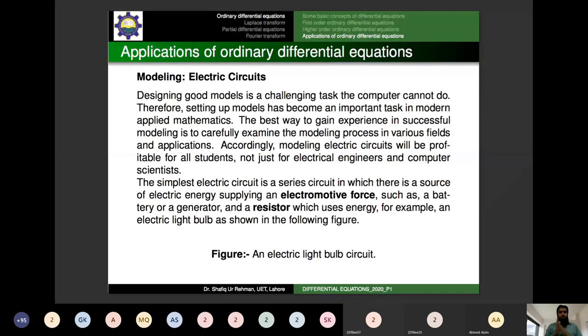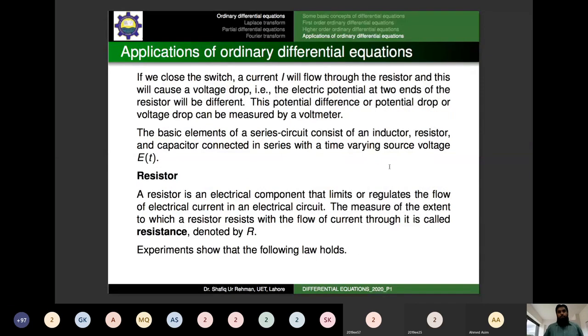When we look into the simplest electric circuit, there will be a resistor, the resistance of a resistor, and the current I will be there. We will have to use a switch, of course, to turn the bulb on and off. And then, of course, the source is there, positive with positive and negative with negative. If you close the switch, a current I will flow through the resistor, and this will cause a voltage drop. That is, the electric potential at the two ends of the resistor will be different. This potential difference or voltage drop can be measured by an instrument known as a voltmeter.